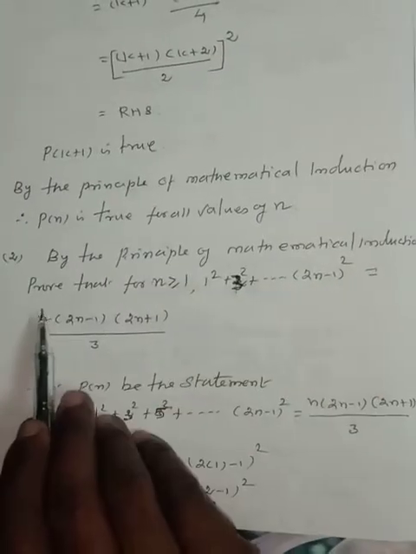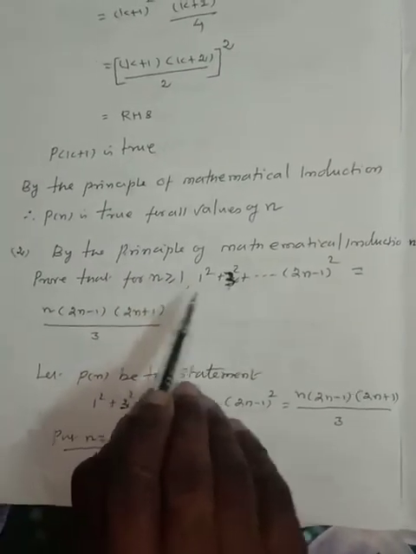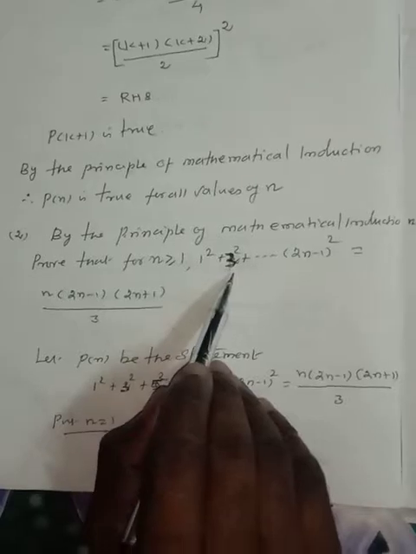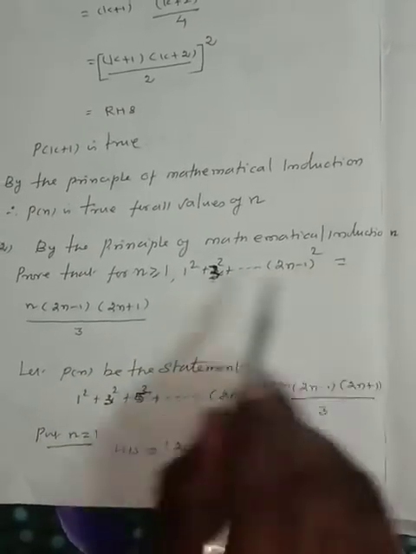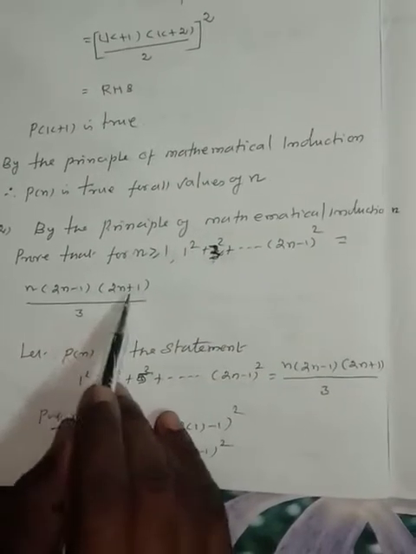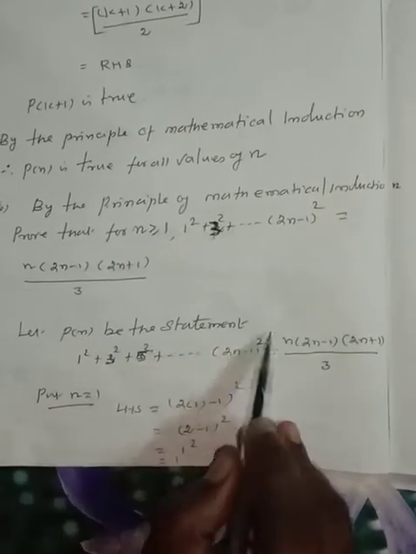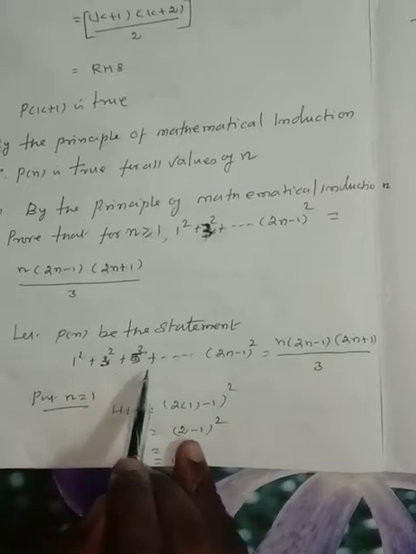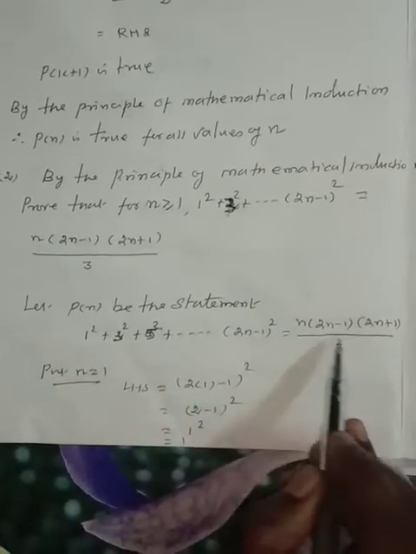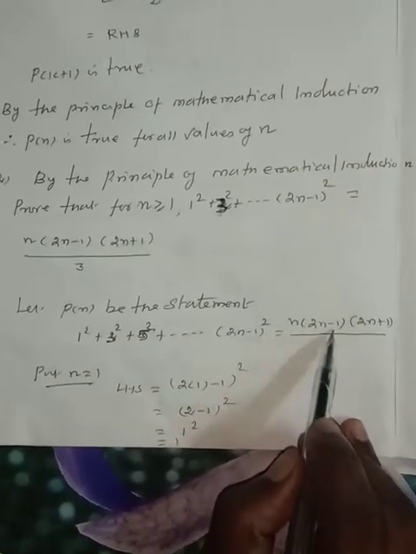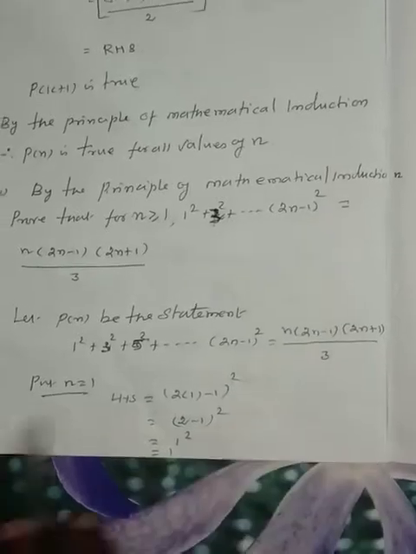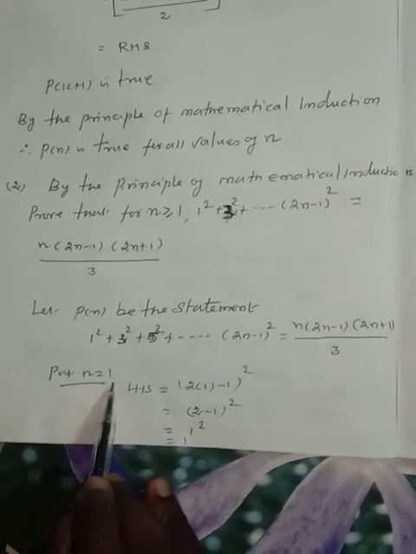By the principle of mathematical induction prove that for n greater than or equal to 1, 1 square plus 3 square plus 5 square and so on to 2n minus 1 whole square is equal to n into 2n minus 1 into 2n plus 1 by 3. Let P of n be the statement: 1 square plus 3 square plus 5 square and so on to 2n minus 1 whole square is n into 2n minus 1 into 2n plus 1 divided by 3. Put n is equal to 1 in the LHS.